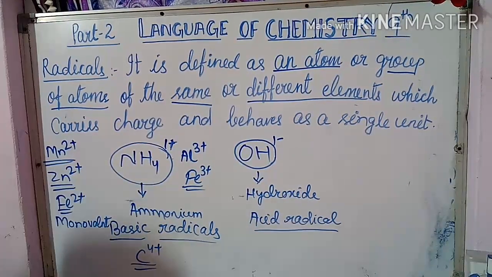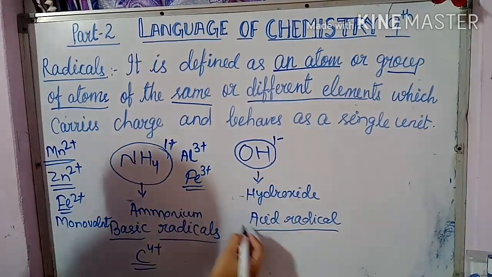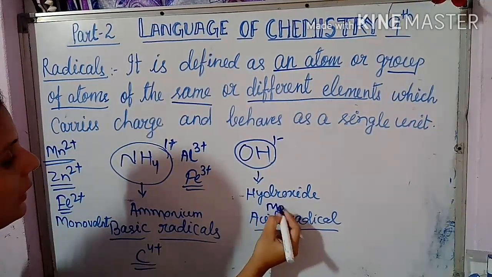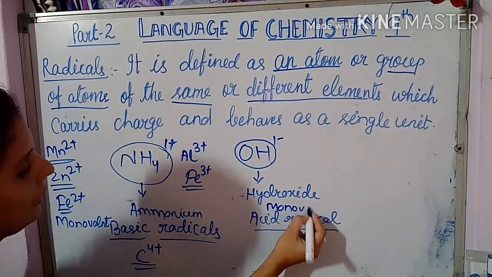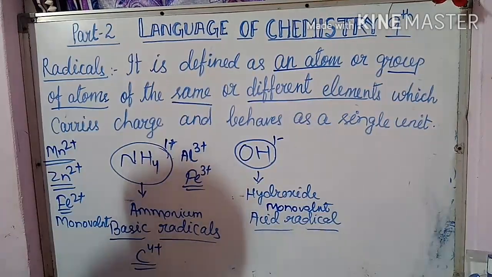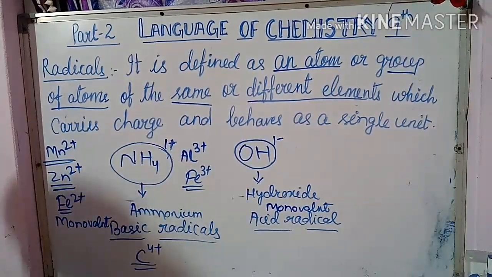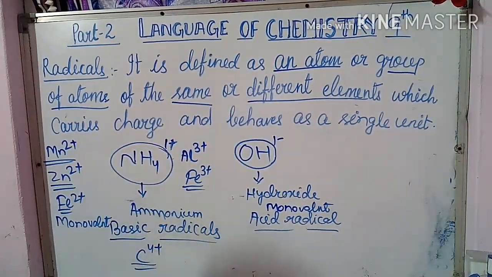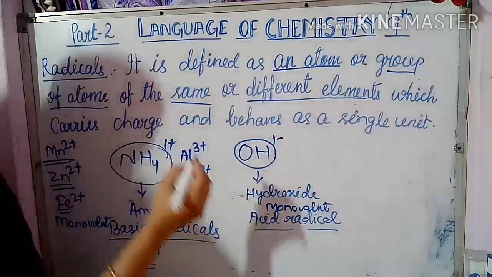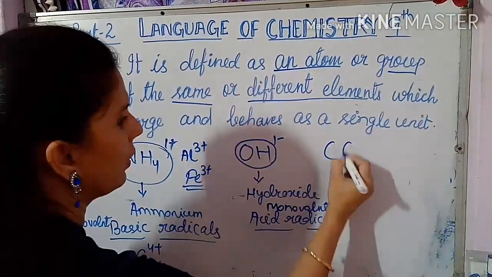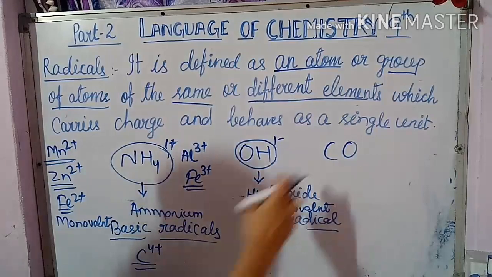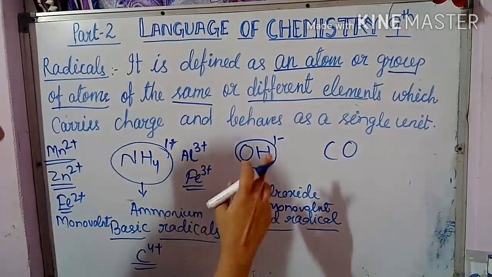Like this, you can go to the acid radicals. Acid radicals also can be monovalent, divalent, trivalent and tetravalent. Hydroxide is a monovalent acid radical because it accepts 1 electron. Like this, I will give you another group. Suppose carbon and oxygen, they are making a group.